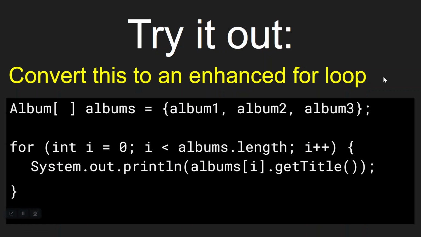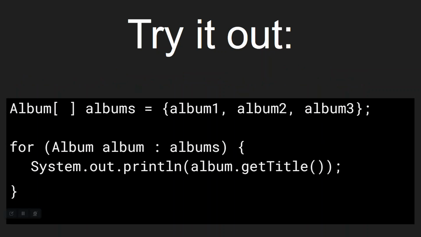So see if you can pause the video and rewrite this as an enhanced for loop that will still call the getTitle method on each of these album objects. I'll ask you to pause the video now and try that out. I'm assuming you paused the video and wrote it out, so let's see what the answer is.